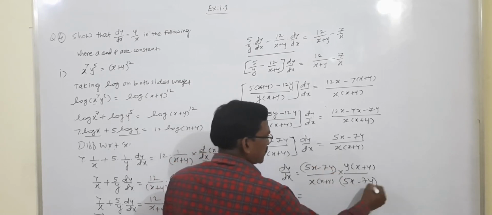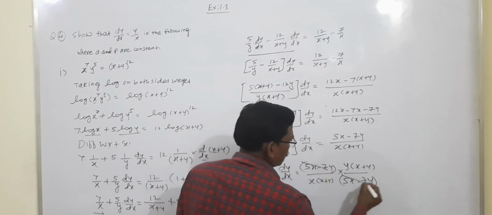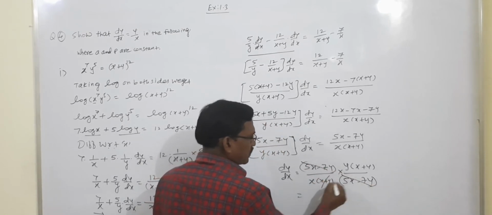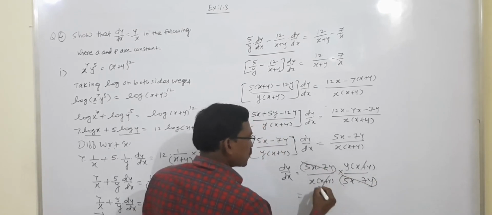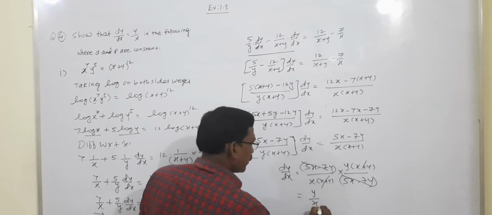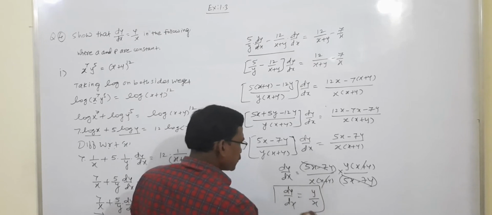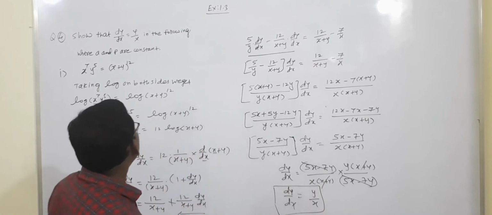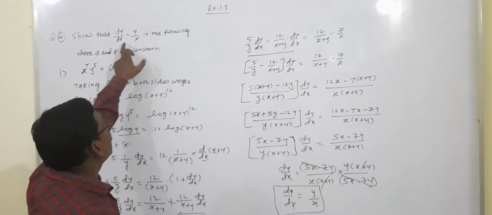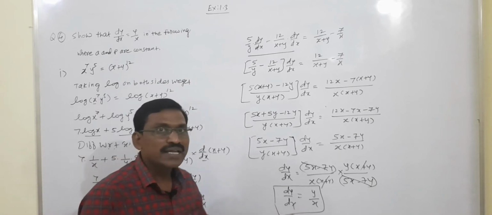This bracket, also this x plus y, cancels, and it remains only y by x dy by dx, and hence we have shown that our function is dy by dx equal to y by x.